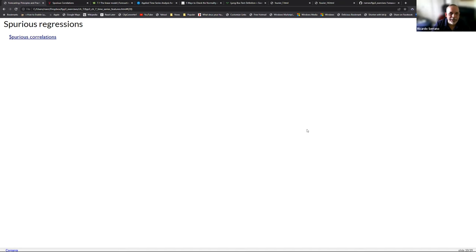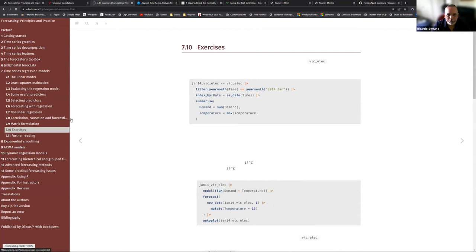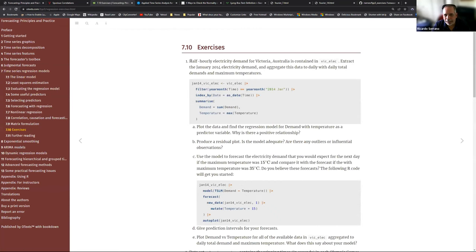The exercise that I suggest doing is the first one. It's this one: the half hour electricity demand for Victoria, Australia. So maybe what we can do is look at the material that we are still missing, and then try to see if we can accommodate this exercise. So we can shoot two birds with one stone.